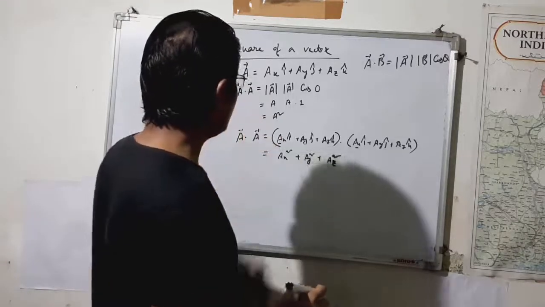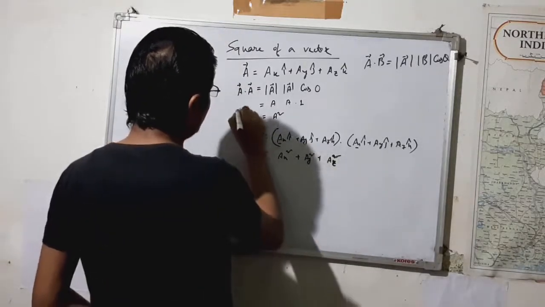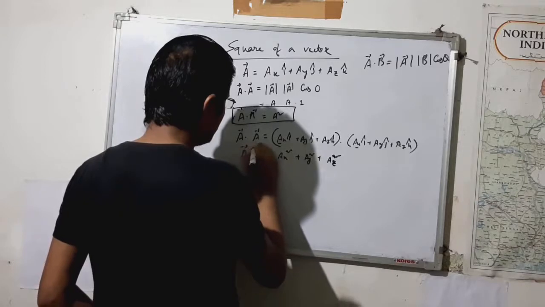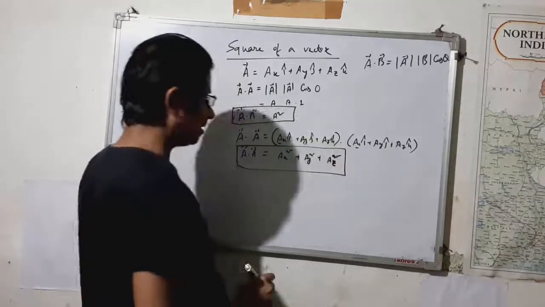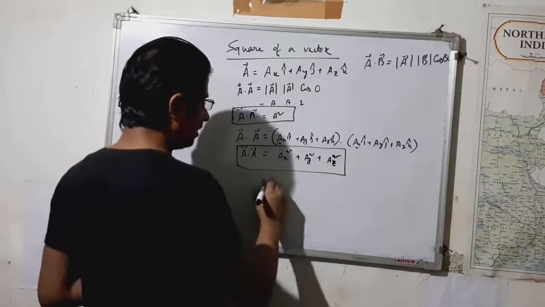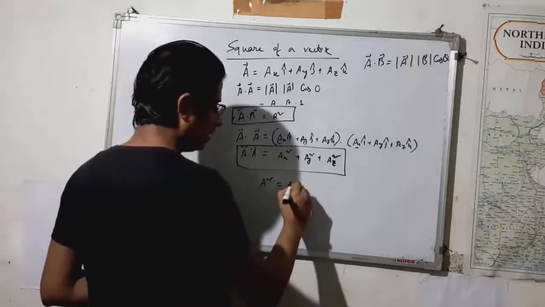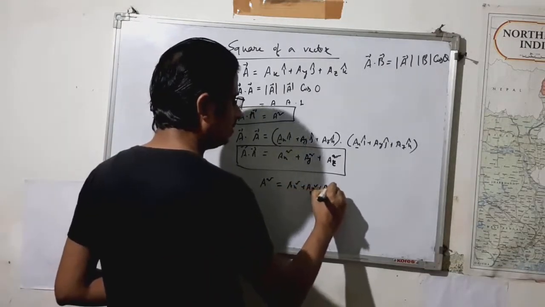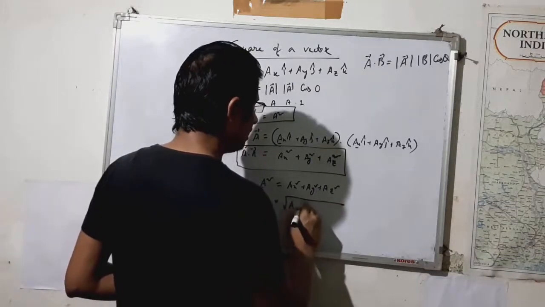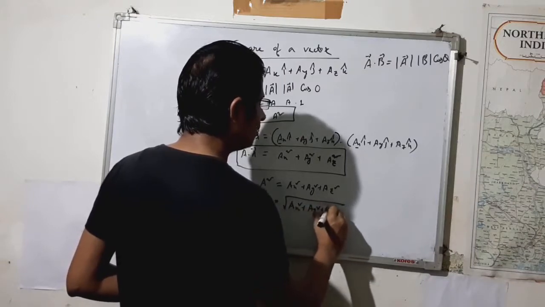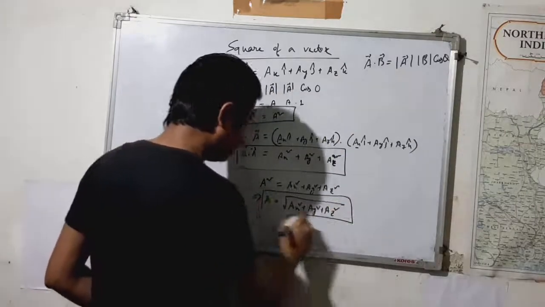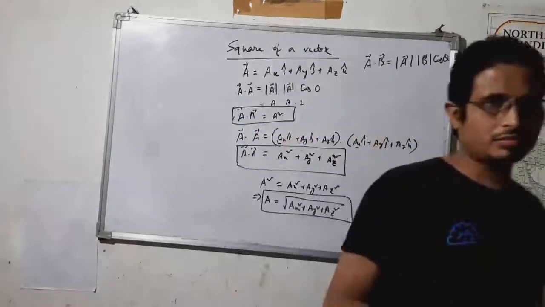Again, we found that A dot A equal to A square. By comparing these two expressions, A dot A equal to A square and A dot A equal to Ax square plus Ay square plus Az square, we found that it can be written as A square equal to Ax square plus Ay square plus Az square, or A is equal to square root of Ax square plus Ay square plus Az square. So this is the expression of square of a vector.